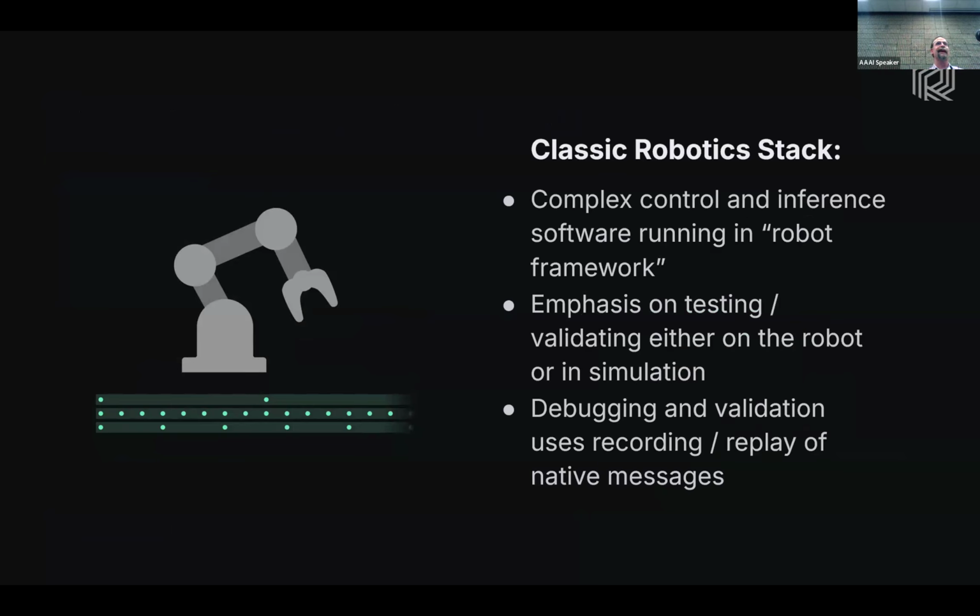But a lot of this follows the same pattern: record the messages that are being passed around on the robot, and then replay those native messages in some other framework and validate that they're doing what you want them to do. And you just keep repeating that loop until the robot does what it is that you want it to do.